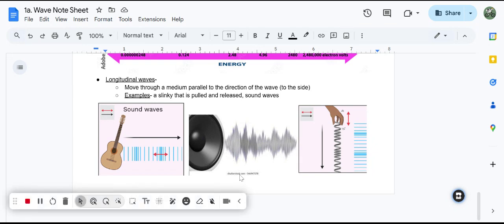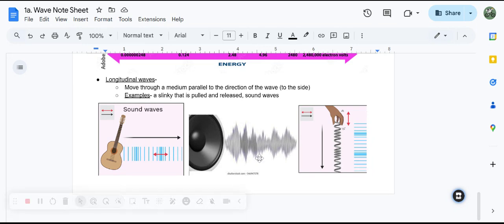Same thing visualized right here with the speaker, right? With the speaker, you see that there's not only different amplitudes, different heights, but you see that there are waves that are closer together and further apart. And so as they get closer together, that would be the crest. As they get a little bit further apart, as the dip goes down, that would be the trough. So sound waves, the vibrations move in the same direction.